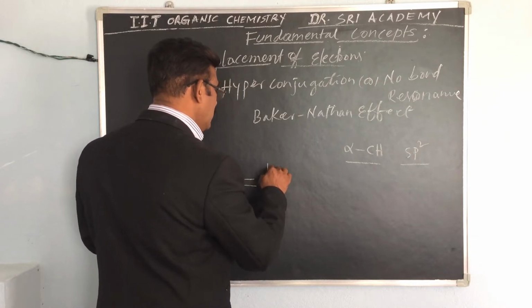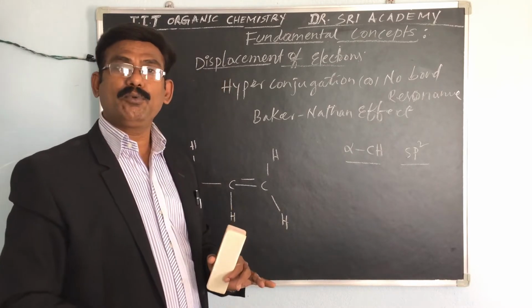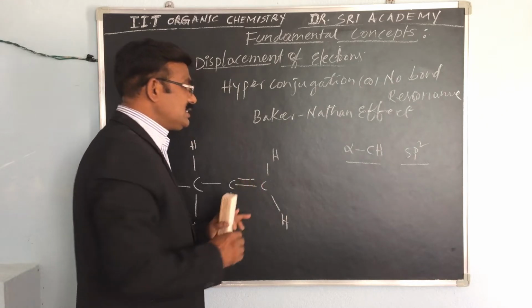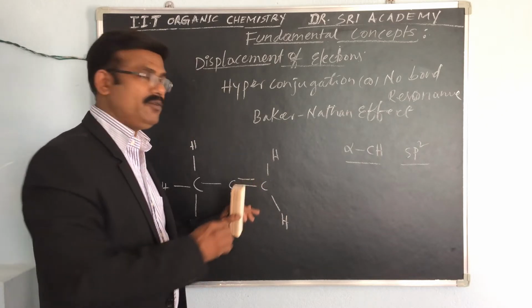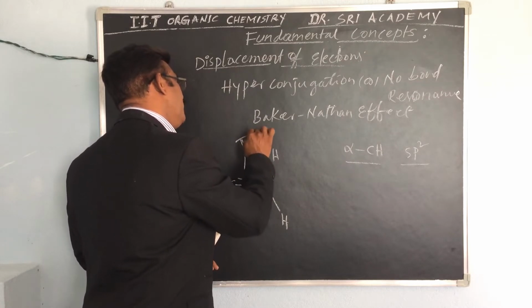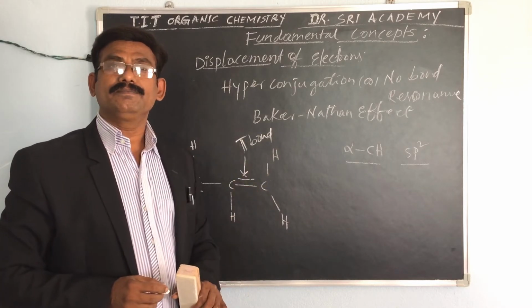Propene, hydrogen. This is called propene. So that pi bond is there. This is the sp2 hybrid. We can say this is called the pi bond.